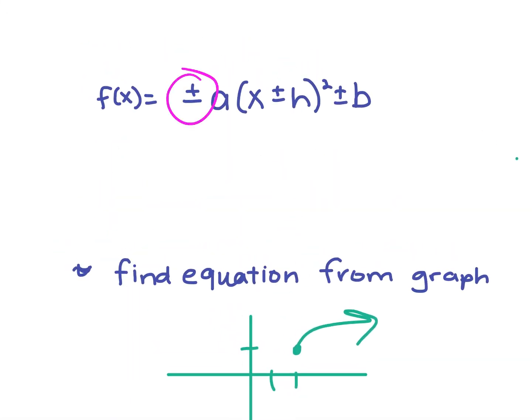So the plus or the minus at the front does what? Good. Flips it upside down, right? Or symmetry across the x-axis. So a negative flips upside down.